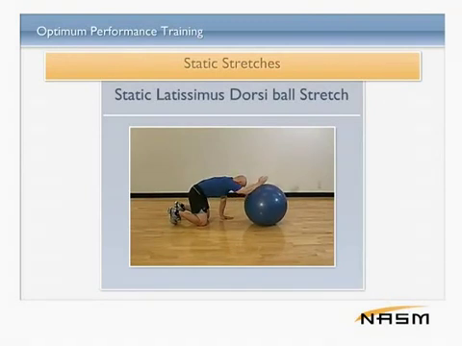Draw the navel inward and posteriorly rotate the pelvis. Slowly reach the arm straight out by rolling the ball forward. Hold for 20 to 30 seconds. This will be an important stretch to implement when an individual's arms fall forward during an overhead squat assessment.